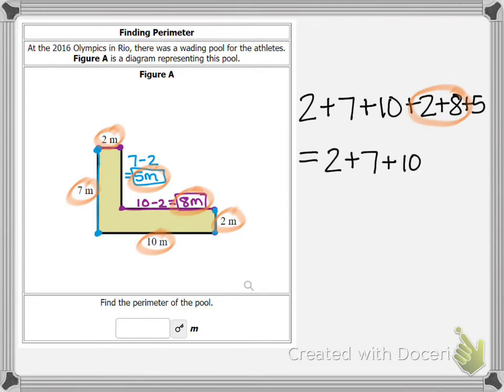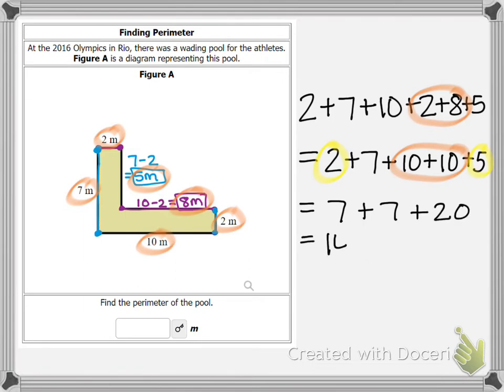So now I have 2 plus 7 plus 10 plus 10 plus 5. Then I'm going to group together the 10s. And at the same time, I'm also going to group together the 5 and the 2 because then I'll have a pair of 7s. So I have 7 plus 7 plus the 2 10s, which is 20. And the 7s give me 14 plus the 20, which gives me a total of 34. So the perimeter of the pool is 34 meters.